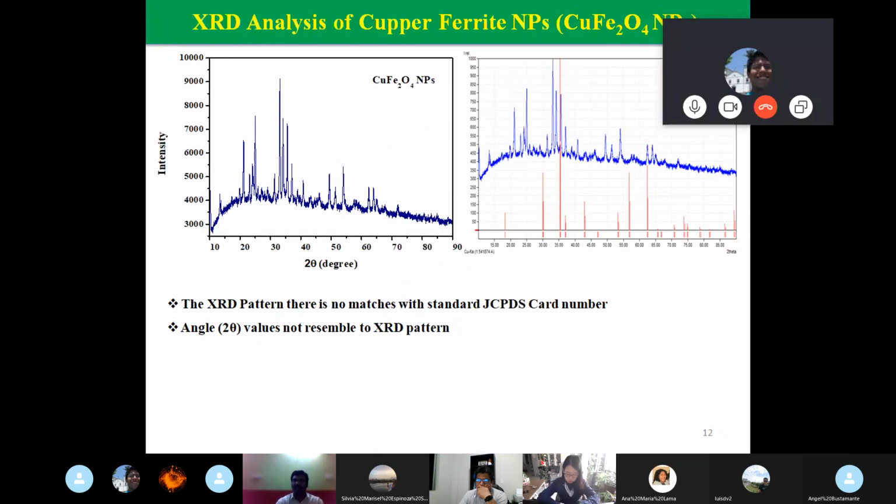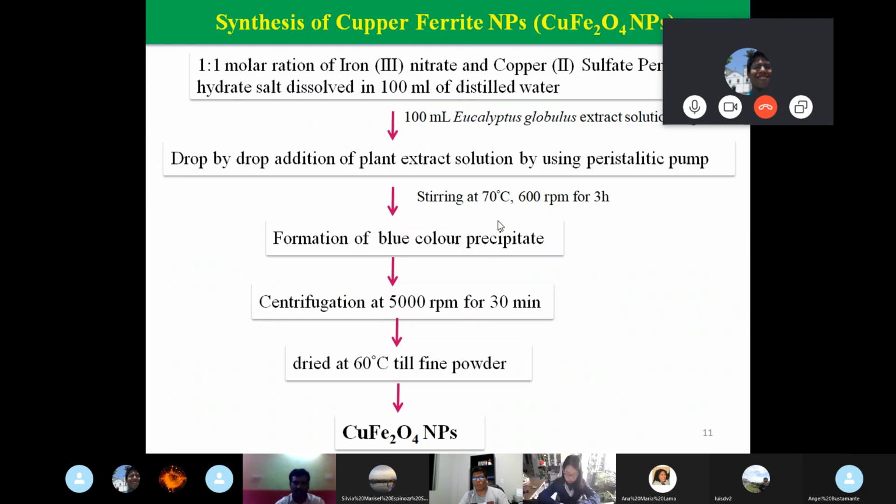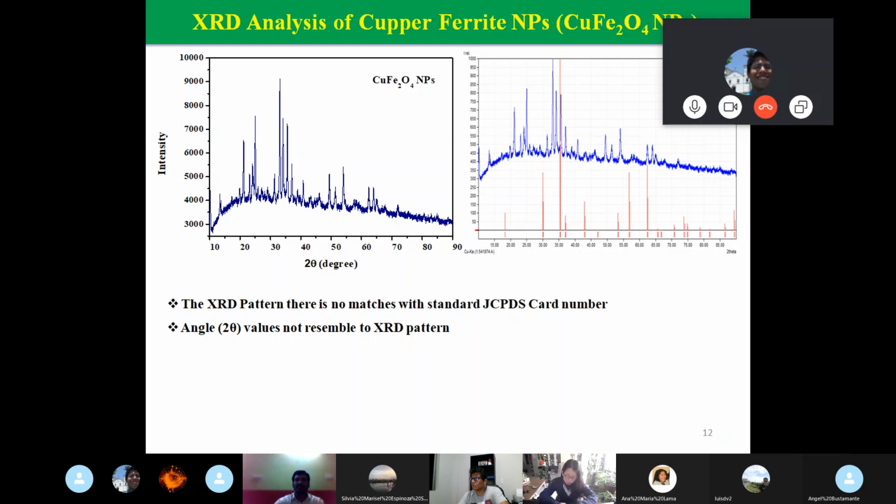There is no match with the standard JCPDS card number. So for the synthesized material, we got a failure here. What is the reason? Actually, we identified that once we centrifuge and wash it several times, it is still a blue color. For that reason, we didn't get the proper XRD result.